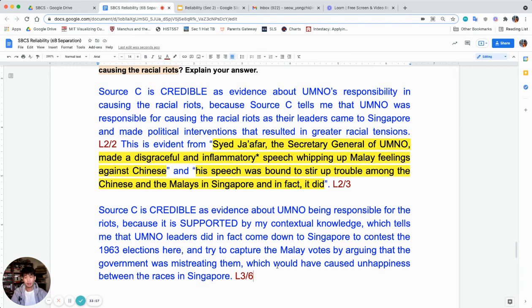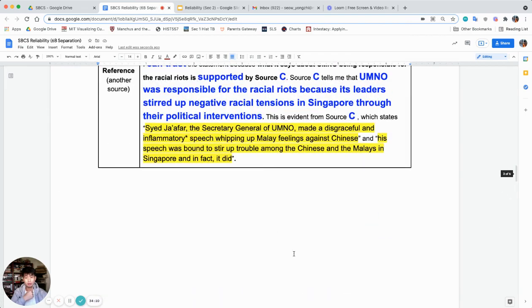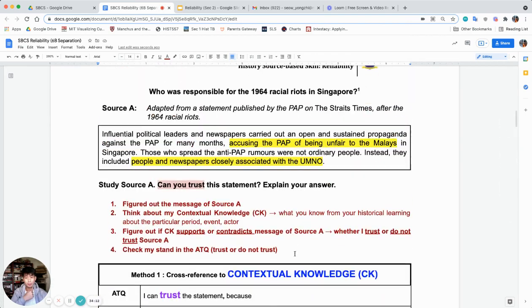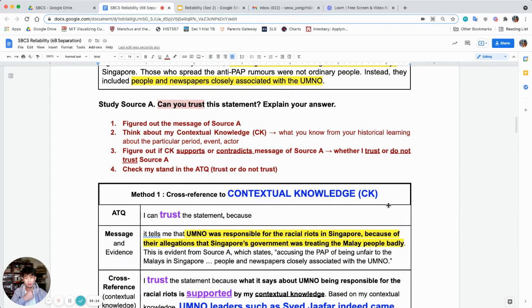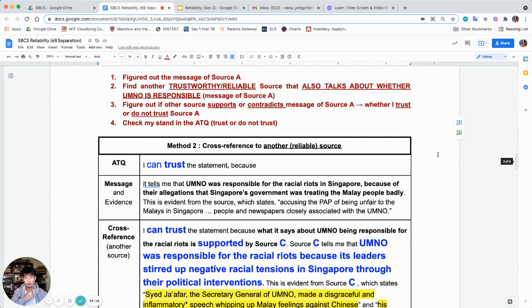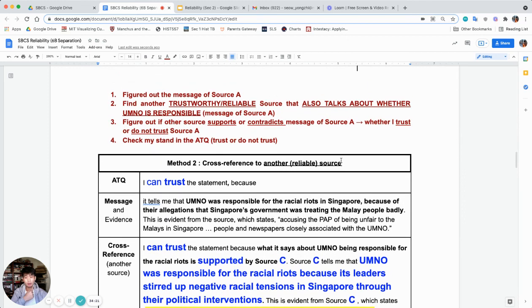Okay, I have to summarize. I've given you a lesson today on reliability. Can we trust the source? And I've given you two methods to do so. One method is by checking the contextual knowledge, and the other method is by checking to another reliable source.